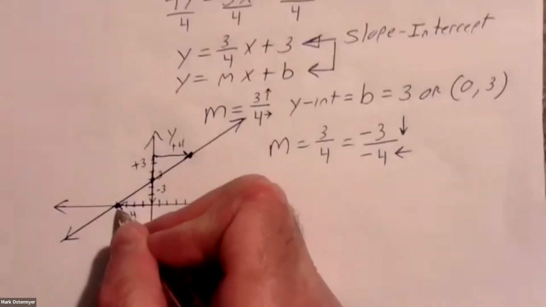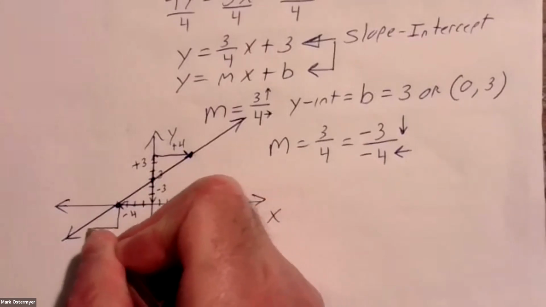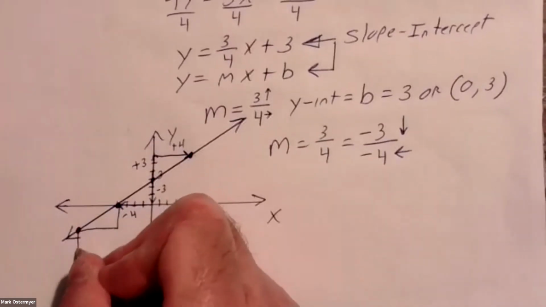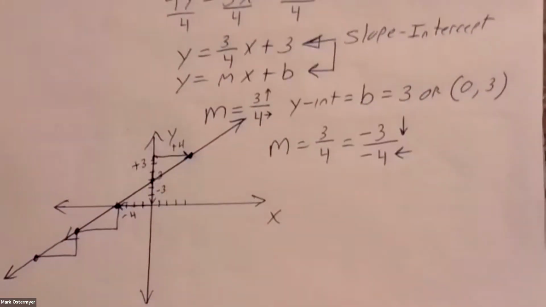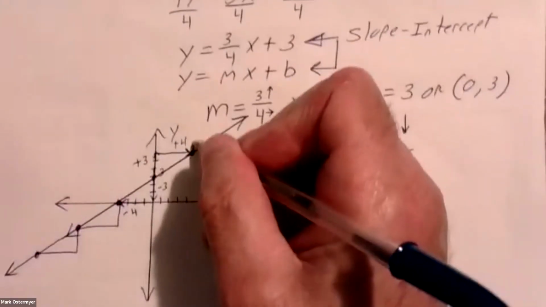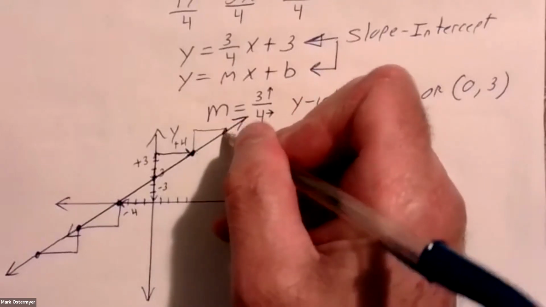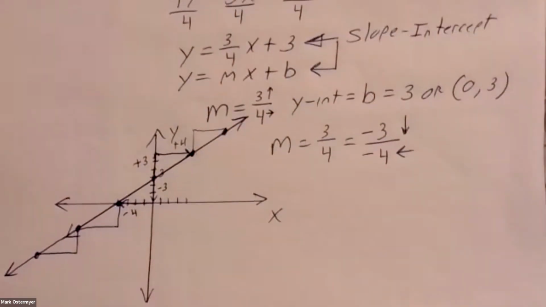And you can do this forever. You could go down 3 more, 4 to the left, plot point. Down 3 more, 4 to the left, plot point. You're going to keep landing on the same line. Or you could do this, go up 3 more, 4 to the right, plot point. So it's up to you, however you want to navigate.